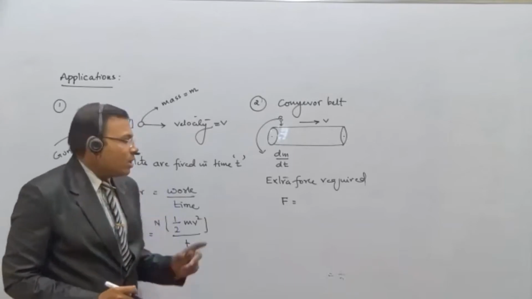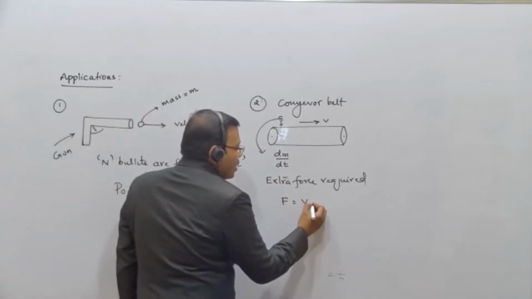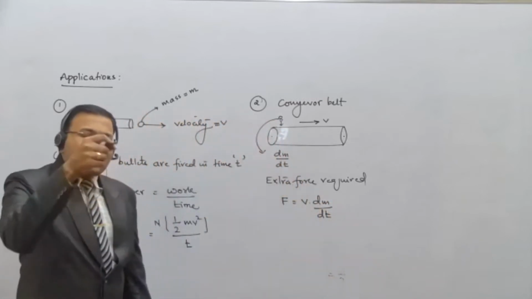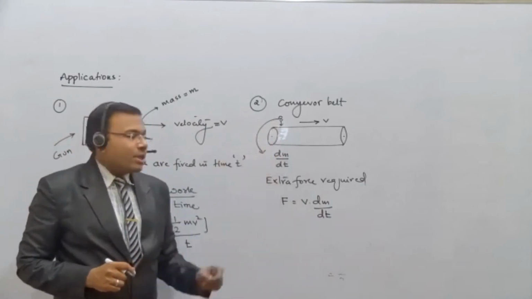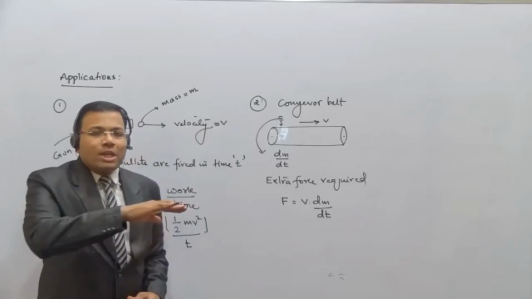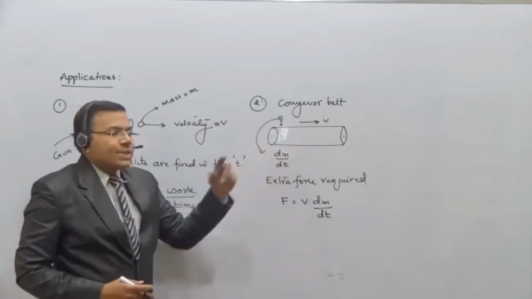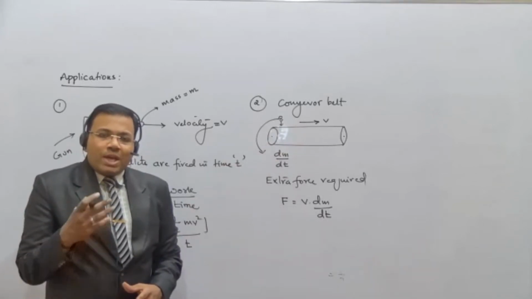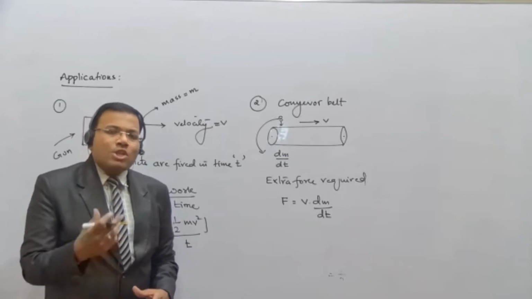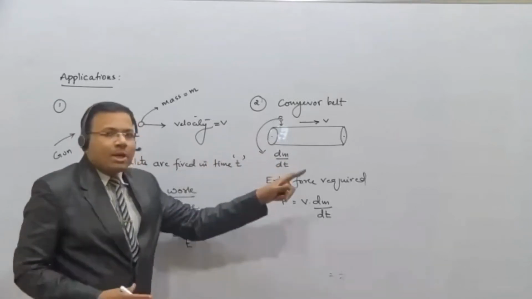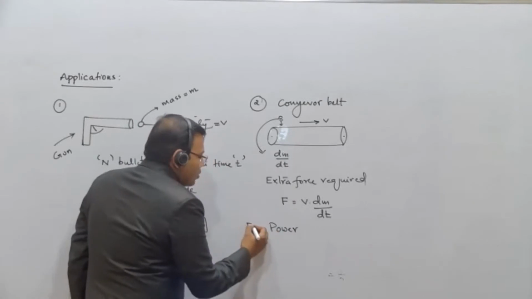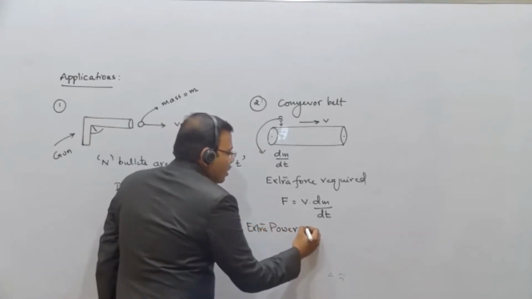So this force, I'll take it as v into dm by dt. The reason here is mass is not constant. The mass which is falling on the conveyor belt is not constant. So therefore dm by dt into v, I'm considering as the extra force required to drive the conveyor belt with a constant velocity v. Now we are studying this topic under the concept of power as one of the applications of power. So how much power is required to drive this belt? That I'm calculating, the extra power required.